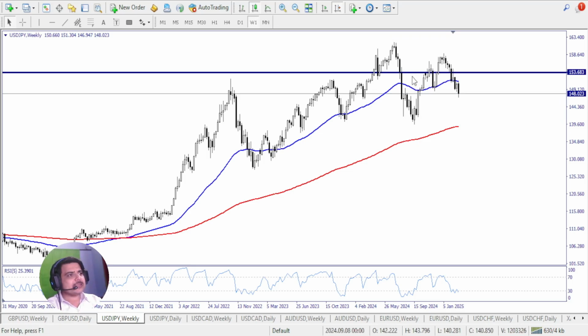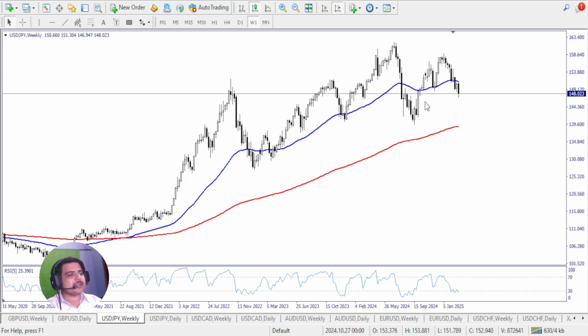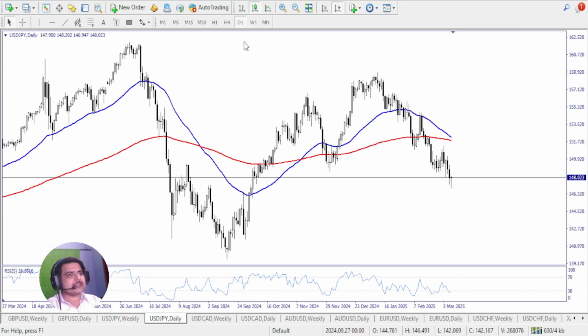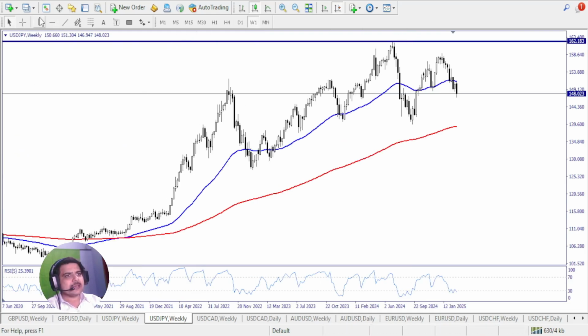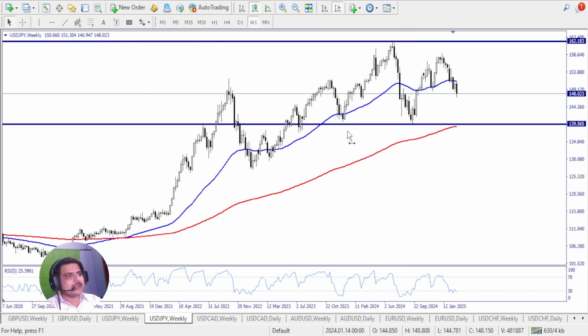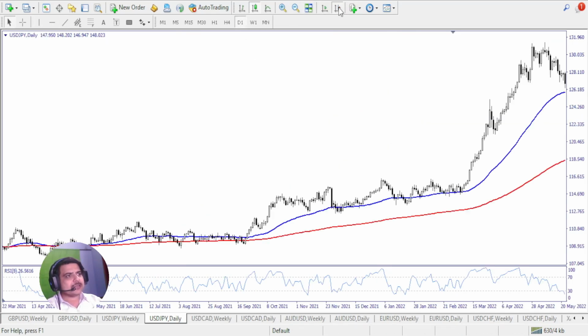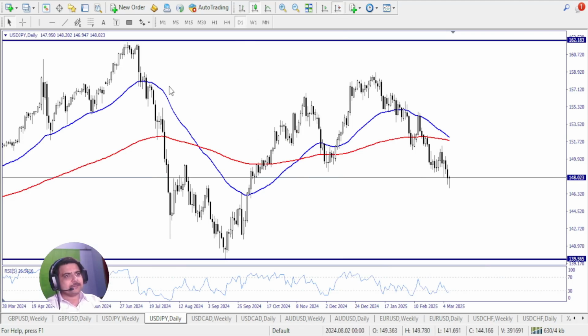Obviously this level is now not important for me anymore, right? So let's then switch to the daily time frame. Let me run the analysis first of all by identifying the levels, and obviously the levels are these. So I would like to see this market for a bullish, but let's have a look at it.